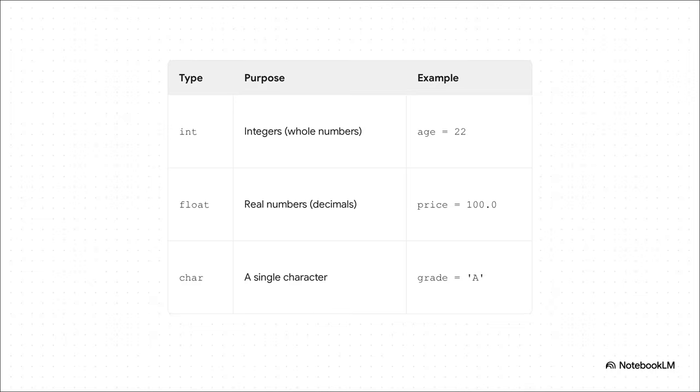These containers are also specialized. You have to tell C what kind of data you're going to put inside. The three most basic types are int for whole numbers, float for numbers with decimal points, and char for just a single character. And this isn't just some random rule. By telling it the type, you're helping C reserve the perfect amount of memory, which is a huge part of what makes it so fast and efficient.